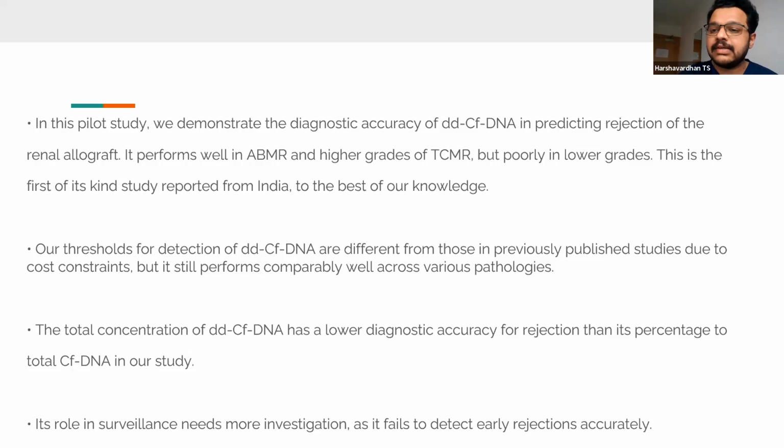And second, it definitely does not replace the need for a biopsy. Biopsy is still what we have to go by. But in those patients where we are clinically not able to do a biopsy, let's say there's some bleeding or some logistical problem, we may be able to use it to rule out ABMR. That's the maximum clinical utility this platform currently gives us.